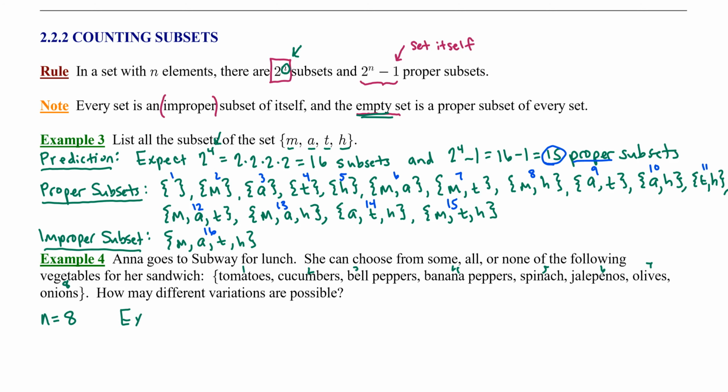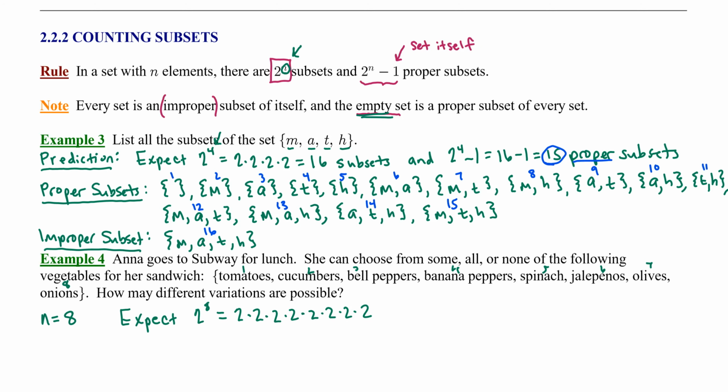Therefore, we can expect 2 to the 8th total subsets. Now remember, that's not 2 times 8, that's 2 to the 8th power. So this means 2 multiplied by itself 8 times.